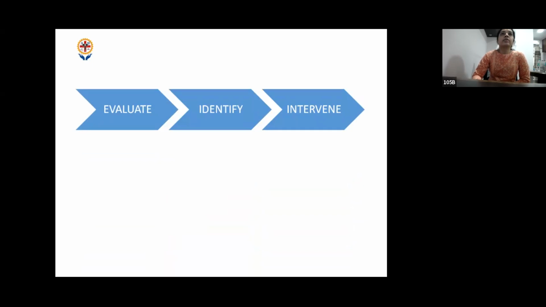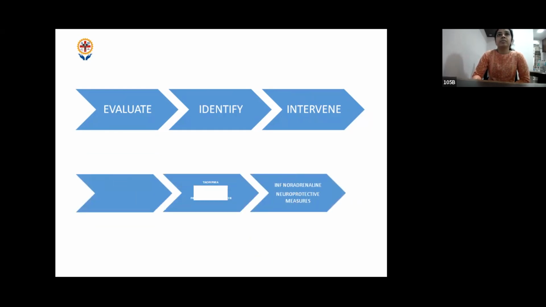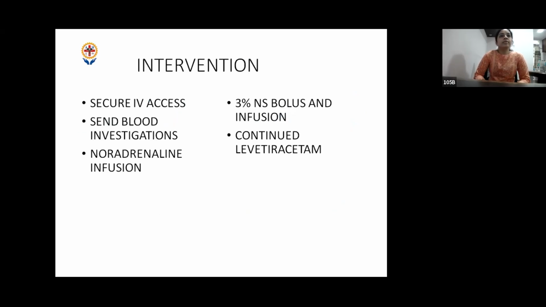So evaluate, identify, intervene. What I identified: airway is maintained, breathing is normal except for some tachypnea. The child is in compensated shock, with bounding pulses and wide pulse pressure, so it is distributive shock. And there is primary CNS dysfunction. How do you want to intervene here? So I directly started the child on noradrenaline infusion and also started neuroprotective measures. Secured IV access, sent blood investigations, started noradrenaline infusion and neuroprotective measures like 3% NS bolus and infusion. And we converted his oral anti-epileptic to IV maintenance dose.